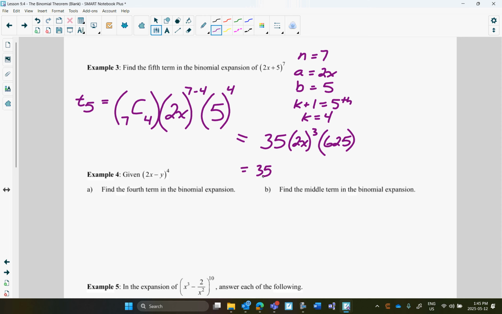What is 2x all to the third? This is where you've got to be careful. Remember, I've got to raise everything inside to the third. What is 2 to the third? So it's 8x to the third.